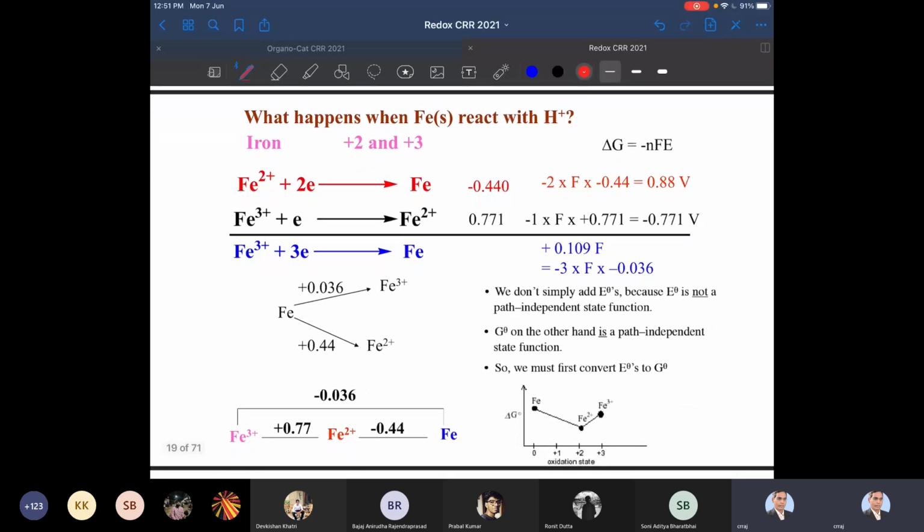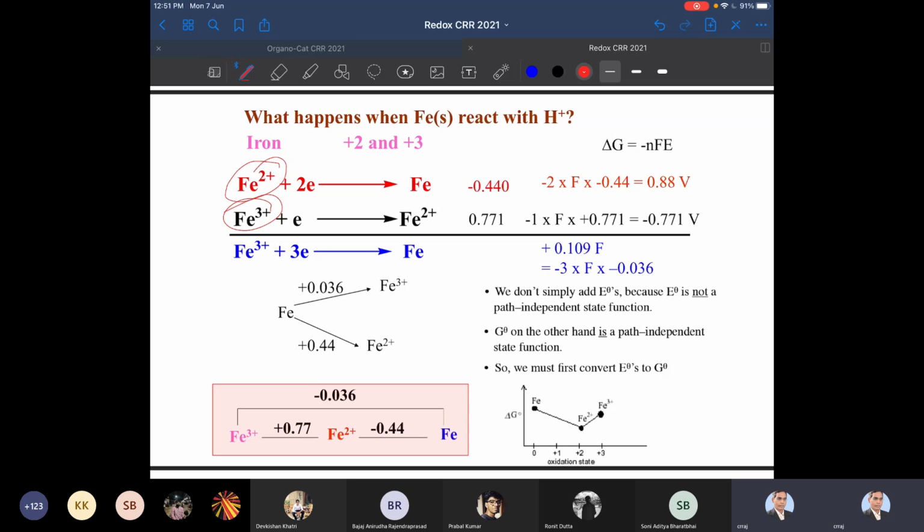Now, I have given another Latimer diagram. Right, the Latimer diagram is at the bottom. You can go through it. Next slide, I will complicate this Latimer diagram a little further, not to confuse you, but to make you understand the chemistry. Right. So what happens when iron reacts with H plus? You drop the iron filings or iron rod into the acid. What happens? Right. There are two possibilities. Fe2 plus, Fe3 plus. There are two stable oxidation states.